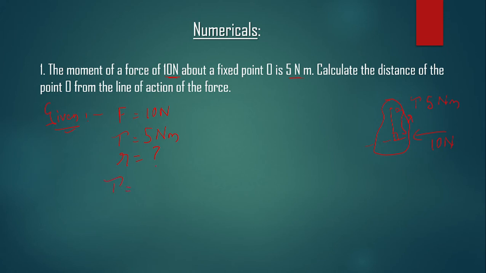We know that torque is force into distance, but we only want distance, so we'll rearrange this equation. We'll send the force to the other side. So torque upon force is equal to distance. Torque is 5 Newton meter, force is 10 Newton. Newton gets cancelled. 5 by 10 is equal to 0.5, and the remaining unit is meter. So distance is 0.5 meter.